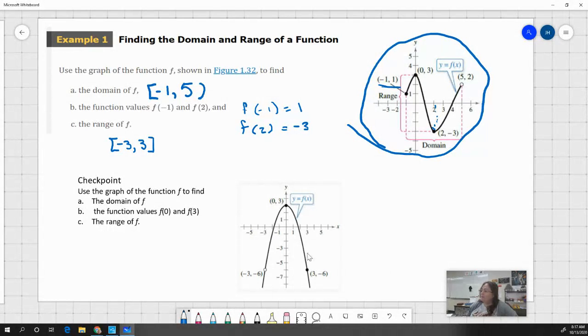And how can I tell it includes both of them? Because I'm super smart. But not really. That's not why. I can tell that it includes both of them because at each point we have a solid dot, right? So we know those values are included in the range. So domain is your x's, right? X values.